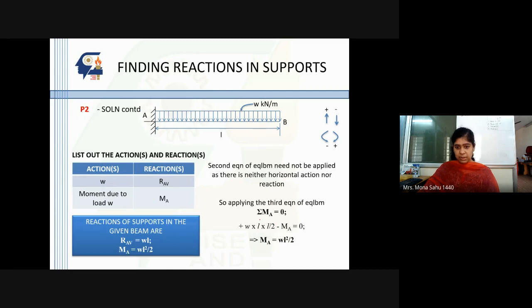And for moment, what is the load? W into L is the load multiplied by the perpendicular distance. What is the perpendicular distance here? Every time you have a UDL, take from the center, that means the centroid. We are calculating with respect to A, so this distance you have to consider. This distance is nothing but L by 2. So WL into L by 2 minus MA equal to 0. So RAV is equal to WL and MA equal to WL square by 2. Is that clear?